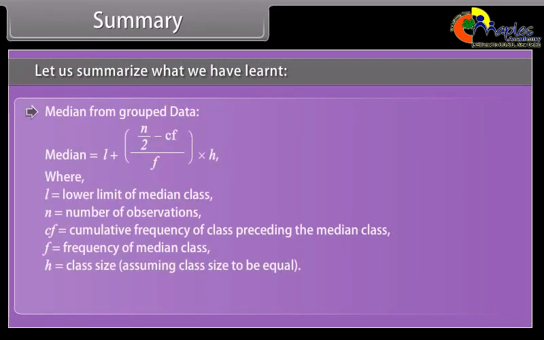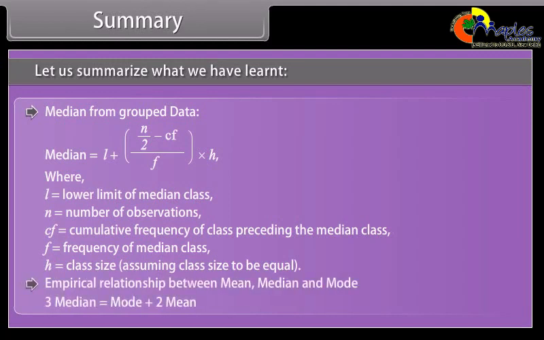Median from grouped data. L plus n by 2 minus CF, divided by f and multiplied by h, where L is equal to the lower limit of the median class, n is equal to the number of observations, CF is equal to the cumulative frequency of the class preceding the median class, f is equal to the frequency of the median class, h equals class size, assuming class size to be equal.